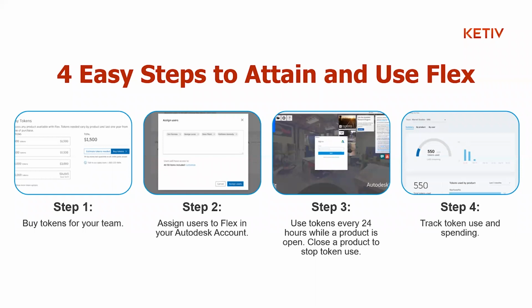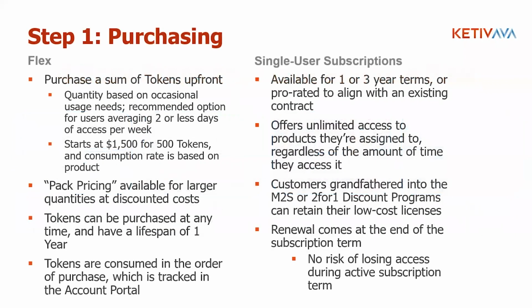Now I'm going to go through each step and how it compares to the current term-based subscription licensing. Step 1, with purchasing. For Flex, as I mentioned, you would purchase a sum of tokens up front. Now, the quantity is based on occasional usage needs. There's a recommended option for users averaging 2 or less days of access per week. It starts at, as I was mentioning earlier, about $3 per token.